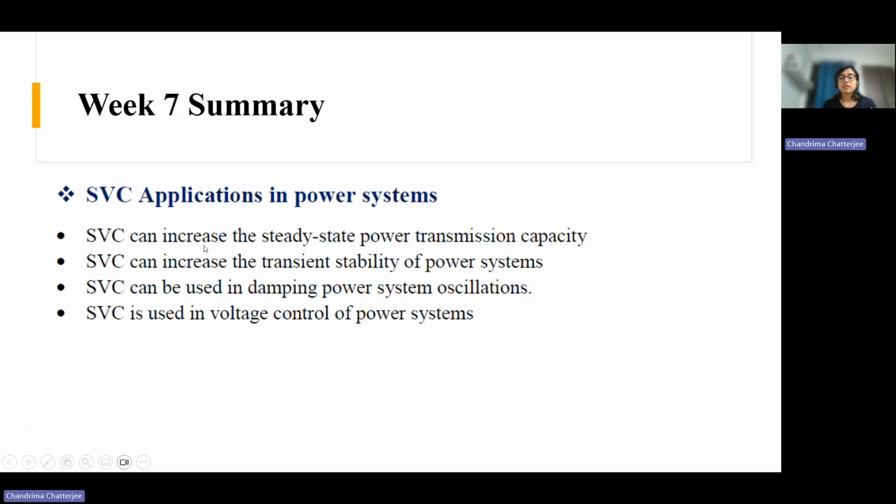The applications I just talked about have been listed here. Firstly, it can increase the steady state power transfer capability. Then it can increase the transient stability of the power system. Then it can provide damping. And lastly, it is used in voltage control, which is already known.